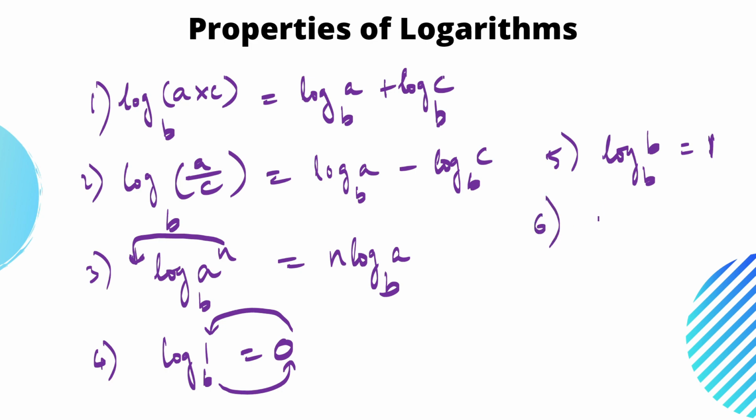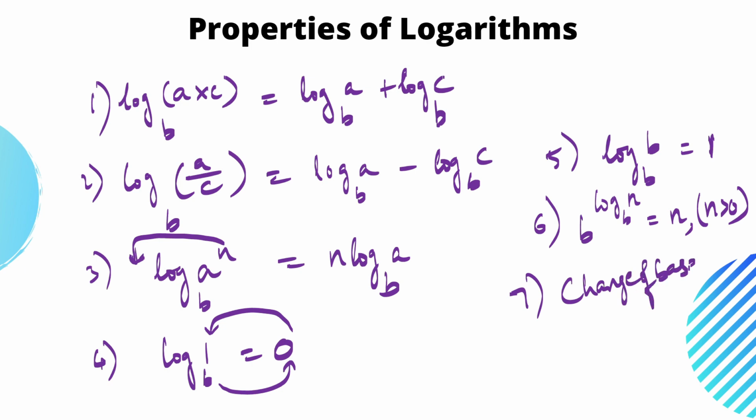Now what is the sixth property? Sixth property is b power log n to the base b. This is equal to n. Here n is greater than 0, right? And what is the seventh one? Seventh one is the change of base property. Change of base in the sense log of a to the base b. How can we write log of a to the base b? We can write it as log of a to the base c by log of b to the base c. We can substitute any number in the place of c.